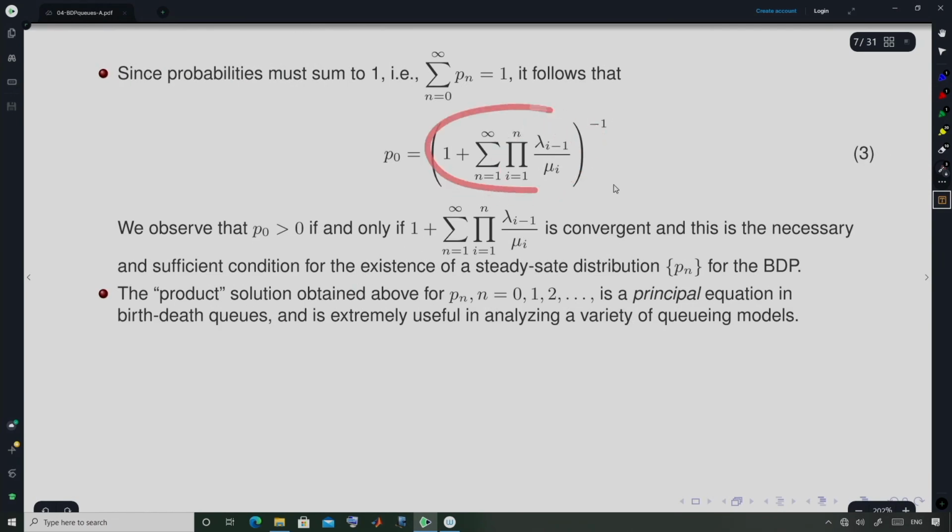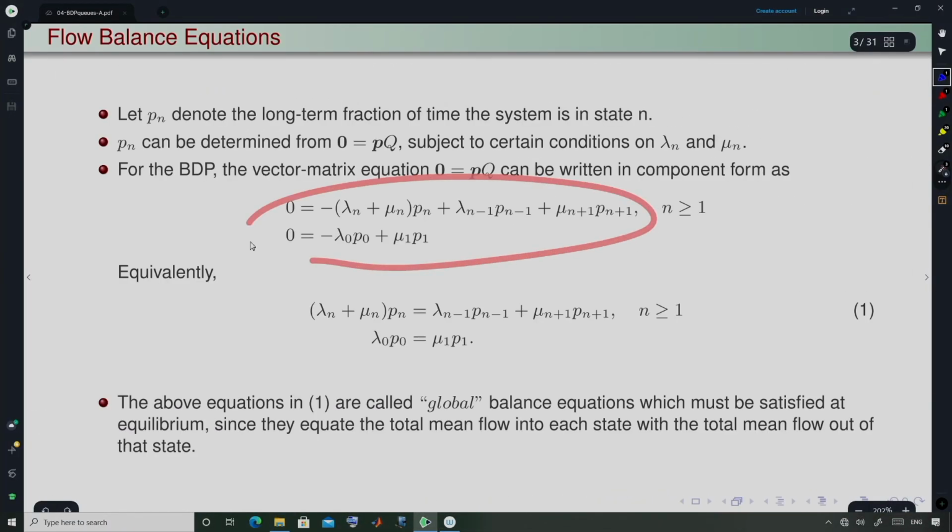So, whatever be the condition under which this series is convergent, that is the condition for the positive recurrence of the chain, and hence one can directly use it. So, P naught is this, and one can directly use it. That is why this is a kind of principal equation for birth death queues, because once you have birth death queues you can simply substitute. That is going to be one of the ways to solve. Now, you do not need to write down this kind of flow balance equation and start from there to get it solved.